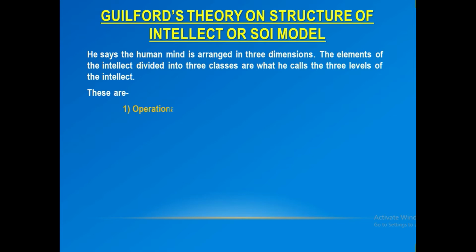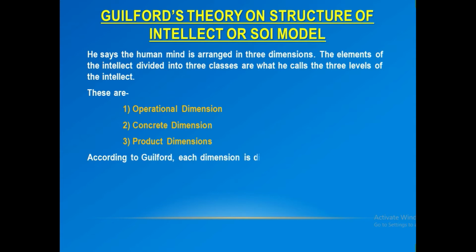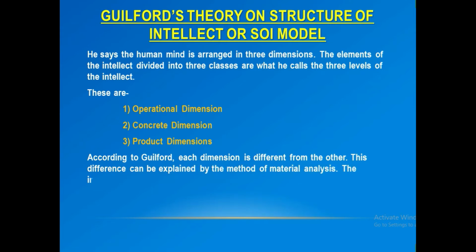These are: number 1, Operational dimension; number 2, Content dimension; and number 3, Product dimension. According to Guilford, each dimension is different from the other. The difference can be explained by the method of material analysis. The intellectual components of each dimension are as follows.